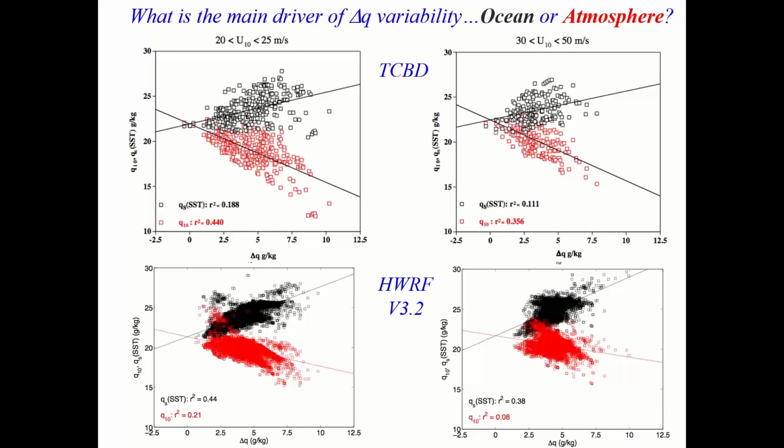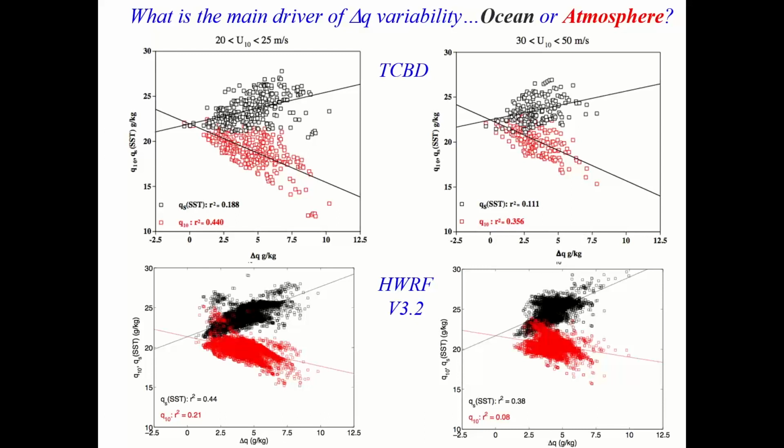On the left panels, you'll see wind speeds between 20 and 25 meters per second, and on the right panels, higher wind speeds, 30 to 50. There's not that much change between them, but top to bottom is buoy on top, HWRF model version 3.2. I'm sure we're many versions past that at this point, but this is what we used at the time. In red is the atmosphere, so that's the Q10 relationship. What we plotted here is del Q versus Q10 and Q SST.